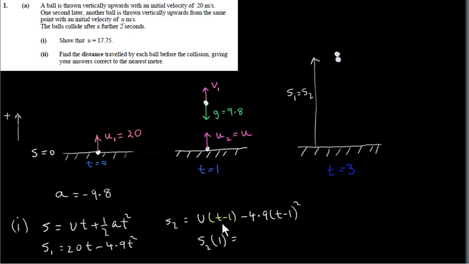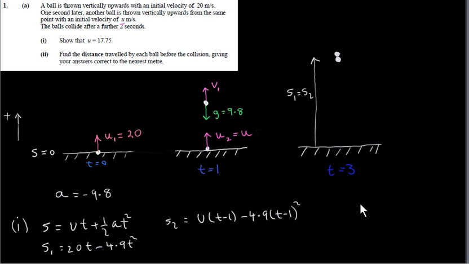Because if we replace t with 1 here, we get u times 1 minus 1, minus 4.9 times 1 minus 1 squared. Well, 1 minus 1 is 0, and this is 0. So this ensures that we get 0. So that's one way to understand why we replace t with t minus 1. If the second ball was launched 3 seconds later, we'd be replacing t with t minus 3, and then this formula would describe the height of the ball above the ground for all subsequent times.